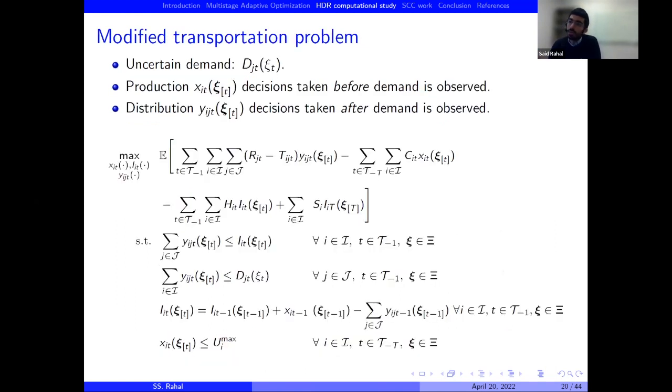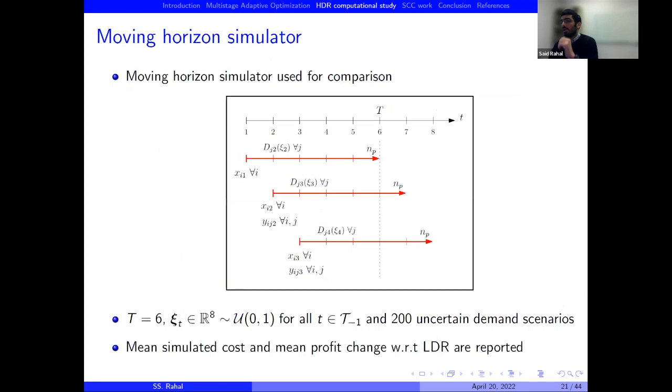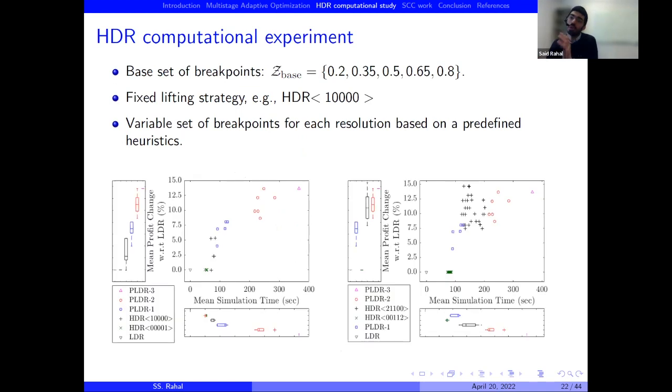To test this question, we use a modified transportation problem where we have a production policy and distribution policy, and we are maximizing the revenue. We also use a moving horizon simulator, because as we saw early on, it's more trustworthy. In the moving horizon simulator, we use 200 demand scenarios, and then we output the results based on the mean simulated cost, the mean profit change with respect to LDR, and the mean simulation time.